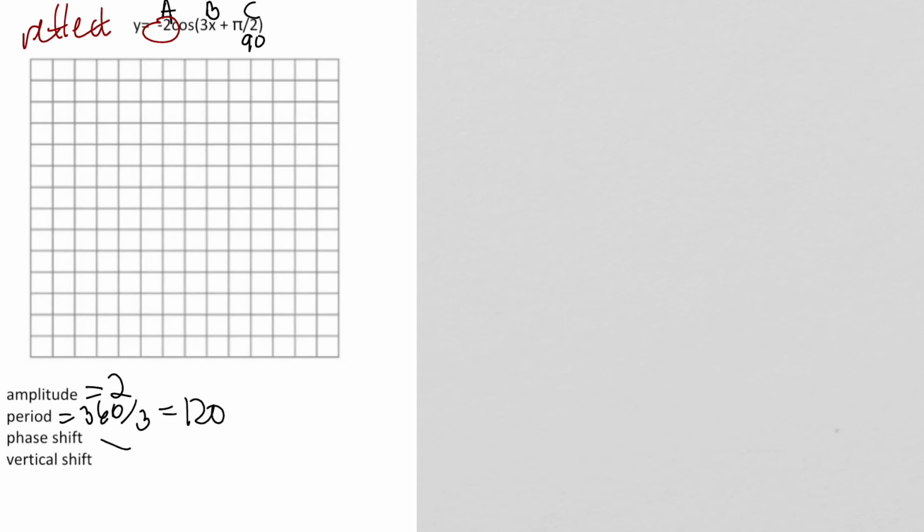My phase shift, I do have a phase shift. I'm taking my c, which is 90 degrees, but the formula says -c, so I'm going to make it -90 over b, which is 3. So that comes out to be -30. And there is no vertical shift. This is none.